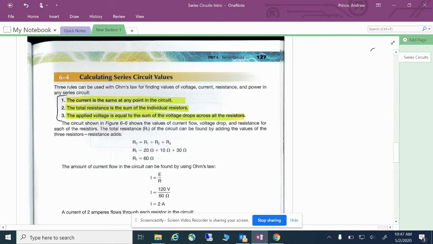So we got the three rules here that apply to series circuits specifically. The current stays the same at any point in the circuit. That means all of the resistors are going to have the same current. If you know the current for one of them, you know it for all of them, only in series circuits. The total resistance is the sum of all the individual resistors. So if you know all the resistors, you can add them up and get the total. The applied voltage is equal to the sum of the voltage drops across all resistors. Exact same concept. If you know the voltage drop across all the resistors, you can easily add those up and find the total.